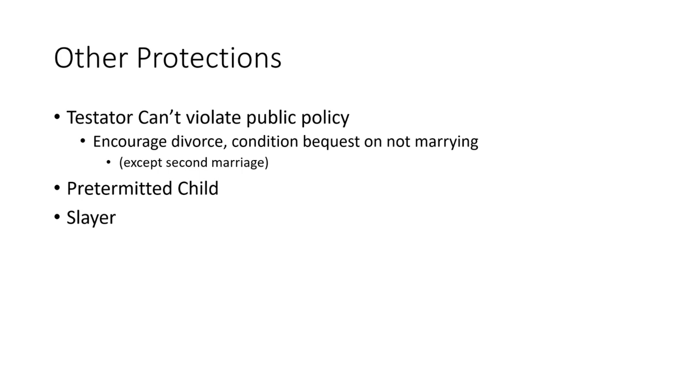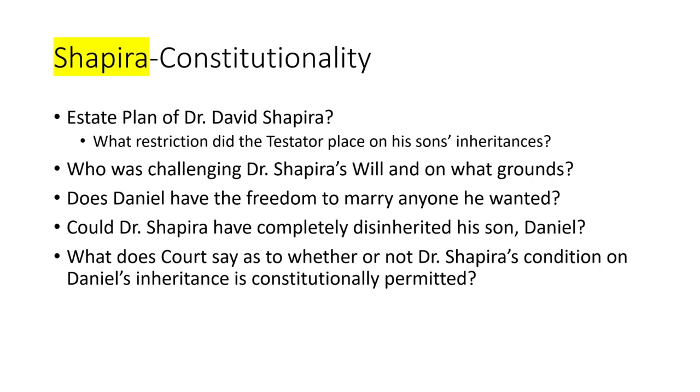We also need to be concerned about a forgotten child, and that's referred to as the pretermitted child, and we needed a way to prevent persons responsible for the killing, the slayer, from inheriting from the victim under an unjust enrichment theory historically, which has ripened into the Slayer Act. The one case we look at on the public policy piece is the Shapira case, and it points out a couple of very interesting things.